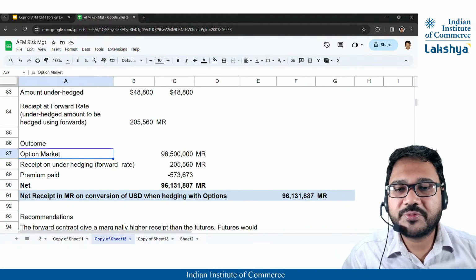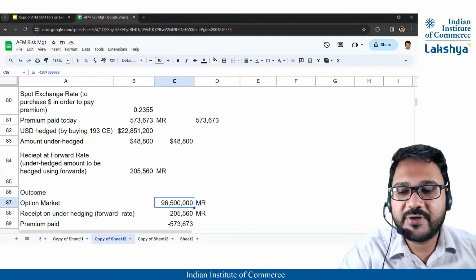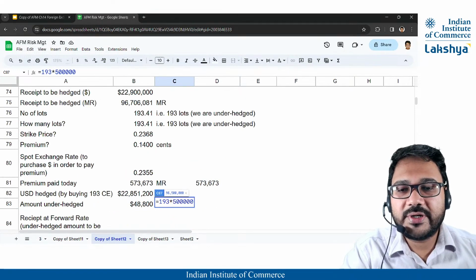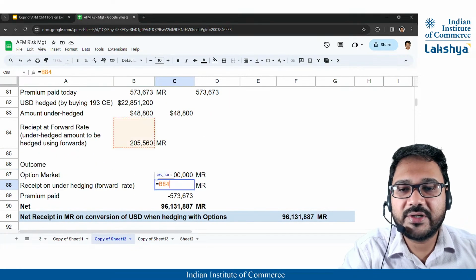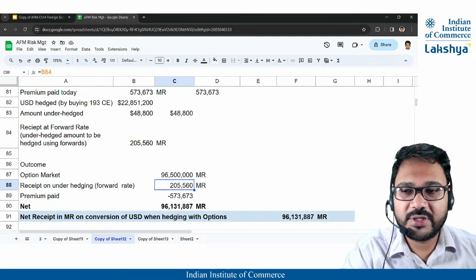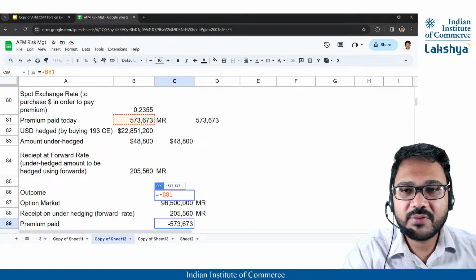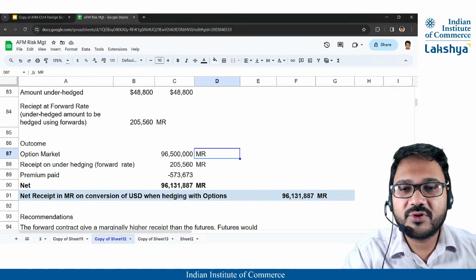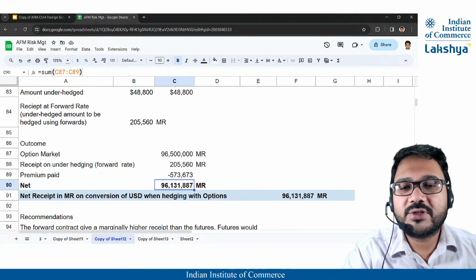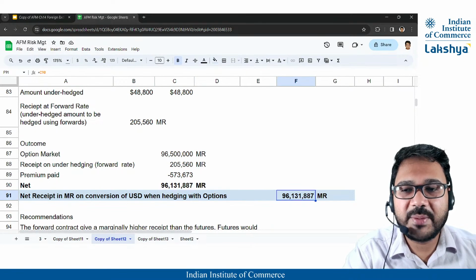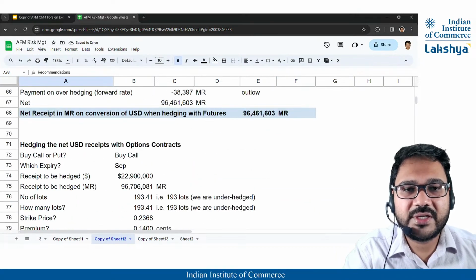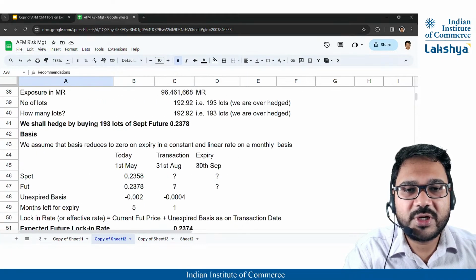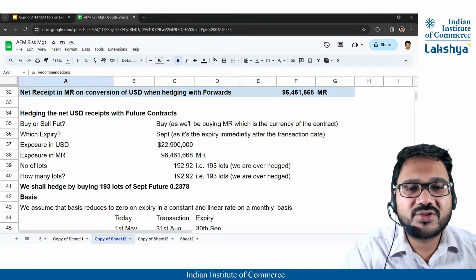So your net outcome from the option market is, well, you are going to receive 96.5 million MR, 193 contracts, 500,000 from each. So you're going to receive that much. This is the receipt on under hedging. The premium that you are paying, we already calculated. So this is inflow, this is inflow, this is outflow. So net, you are to receive 96.1 million MR using options. Then we just have to compare everything: 96.1, 96.461 and 96.461.6. This is a little more.